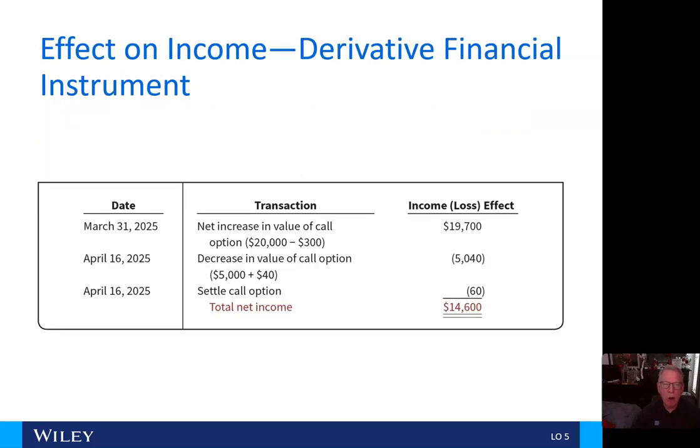Okay, so the effect on income in this case is on March 31, we had the net increase in the value of the call option. That was the $20,000 less the $300 here. And then we had a decrease in the call option on April 16th of $5,040. That was the $5,000 plus the $40. And then when we settled the call option, we had an additional loss of $60, for a total net income of $14,600.